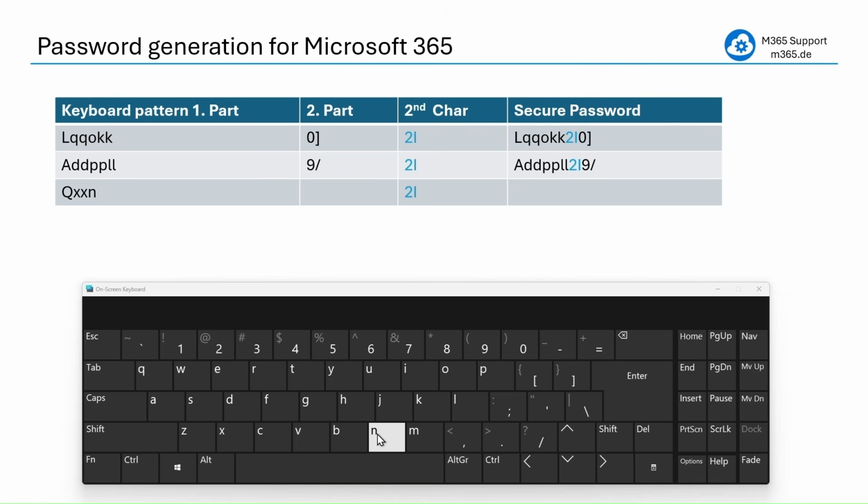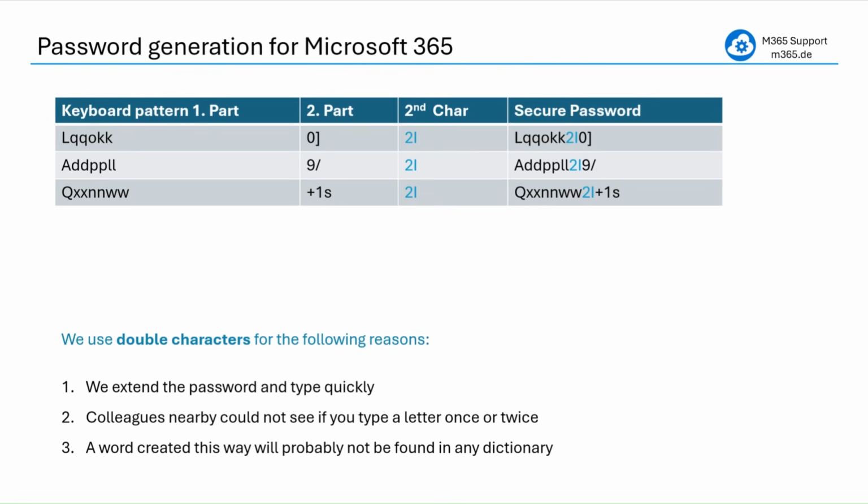As you can see, we often use double consonants, maybe even too often. Although this has many advantages, it is even a little more secure. We use double characters mainly for the following reasons. We extend the password and type quickly. Colleagues nearby could not see if you type a letter once or twice. A word created this way will probably not be found in any dictionary.